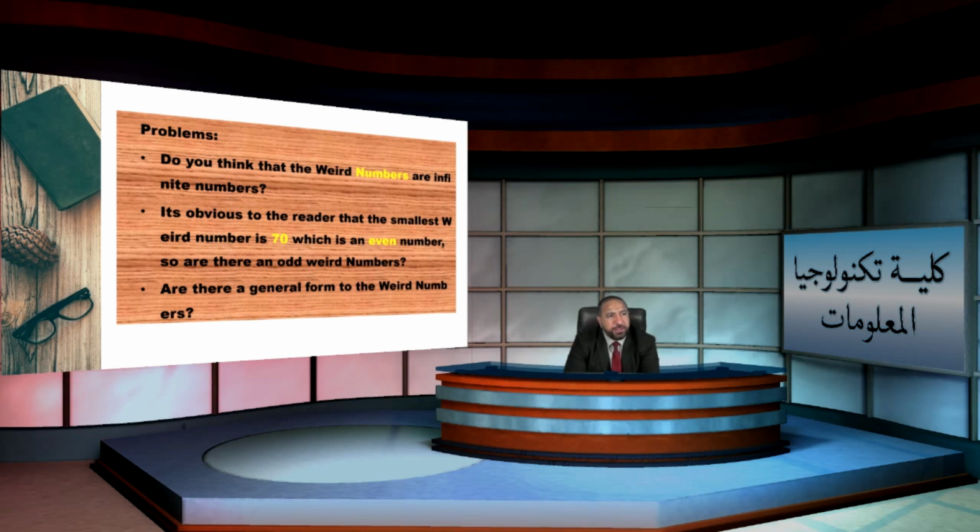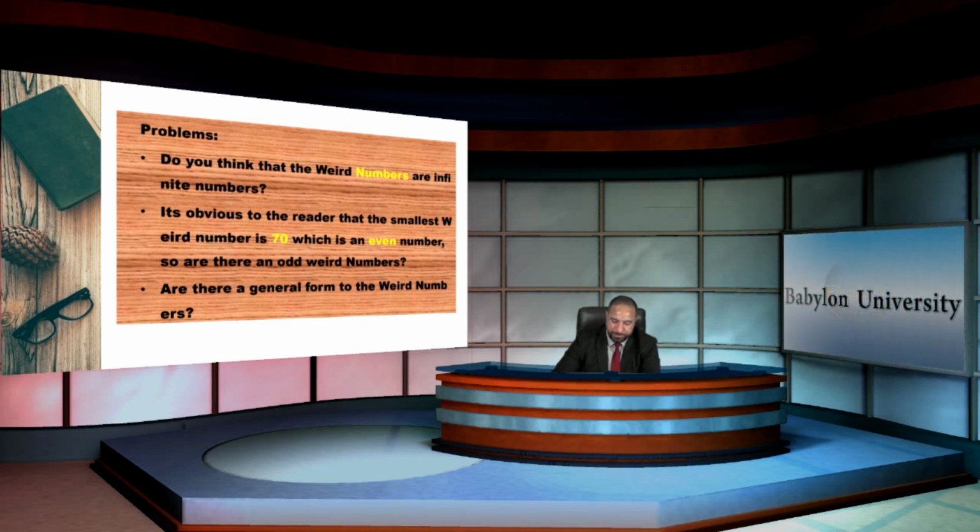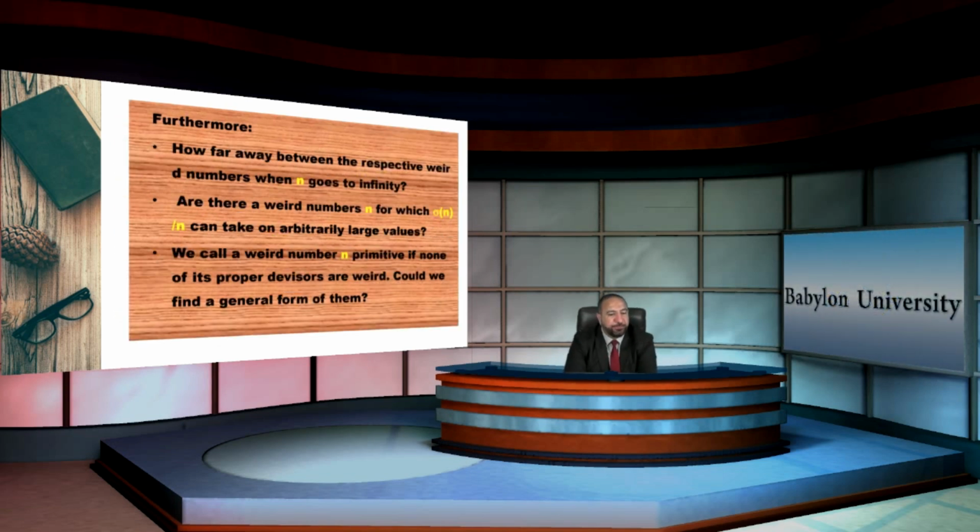Another question: is there a general form of the weak number? Of course, there are two. Till now, there are two general forms related to different papers. We can mention them later. Furthermore, how far apart are the respective weak numbers when n goes to infinity? That means, is there an actual gap between the respective weak numbers?